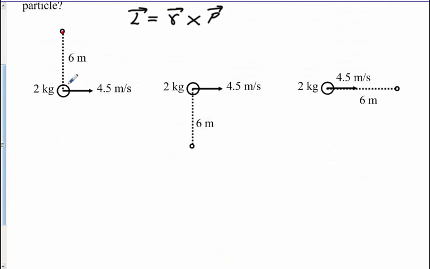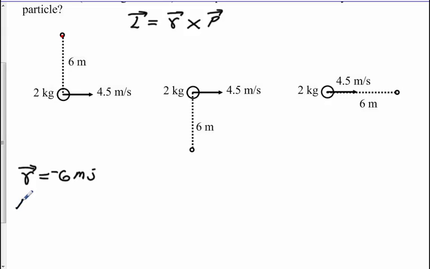my r value here would be, and I'm just going to list it, the only component would be 6, and I can make that negative j hat. When I do my p value, I will get 2 kilograms times 4.5 meters per second. That's going to give me 9 kilograms meters per second. Again, that's going to be i hat.